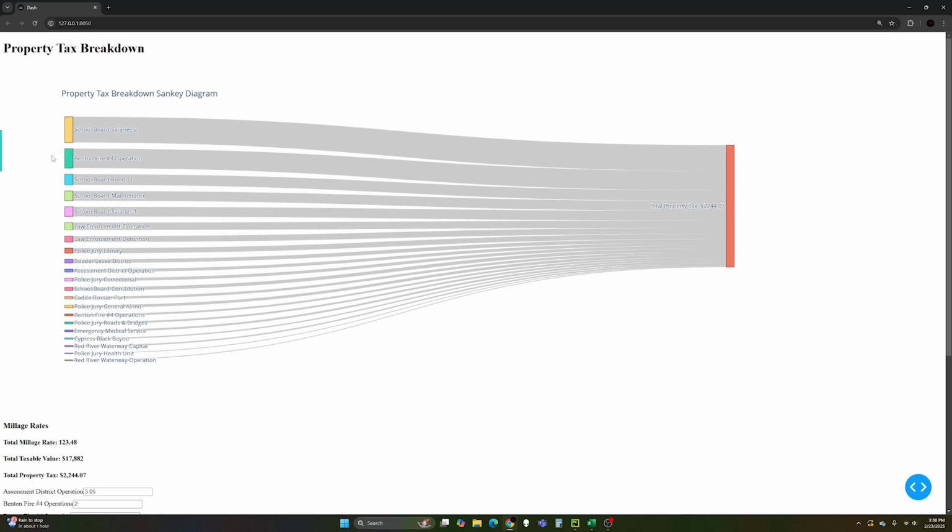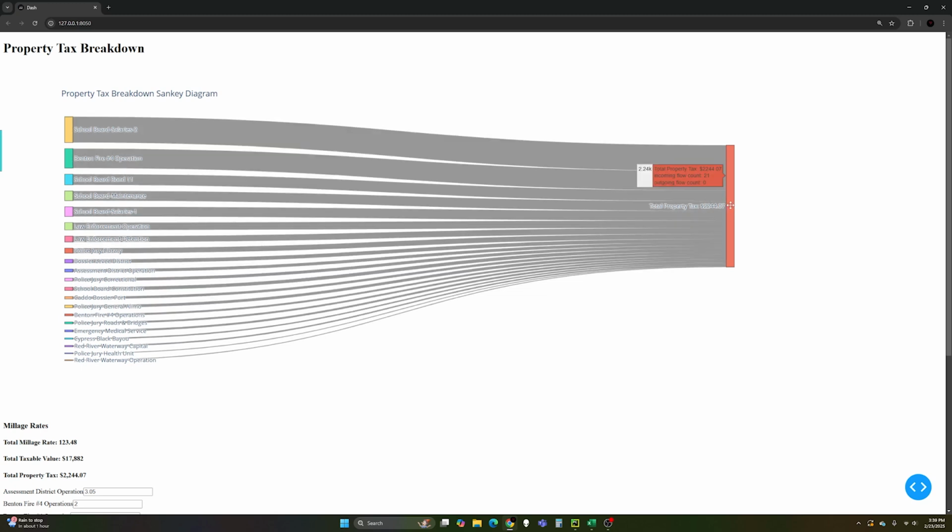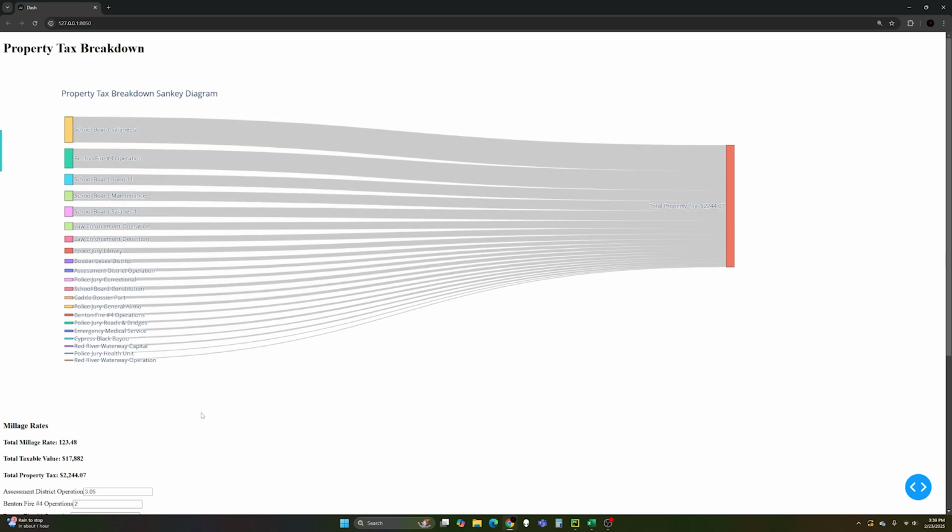So in the video here, I created this computer program that shows you our property tax breakdown. And this kind of goes from the largest to the smallest here. And then this is the total for me, 2,244. And then I created it where this will change.